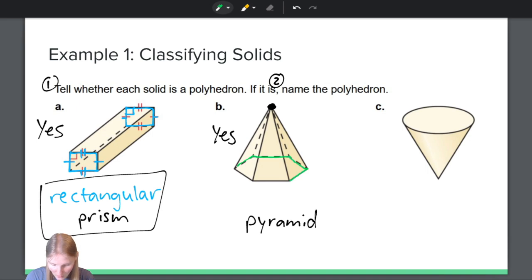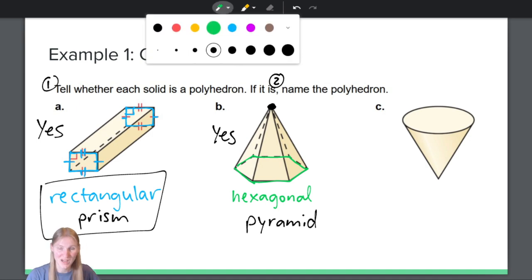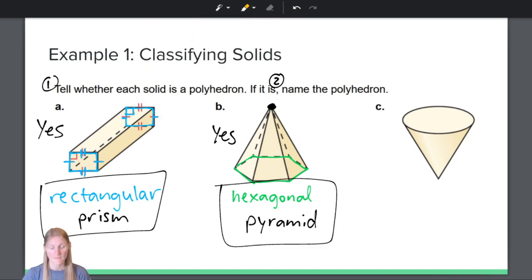But the base is opposite that point at the top. So I'm going to highlight it for you here. Whoa! What is that shape? How many sides did it have? 1, 2, 3, 4, 5, 6. 6 sides. That makes it a hexagon. So this is a hexagonal pyramid. Period. All right, fantastic.